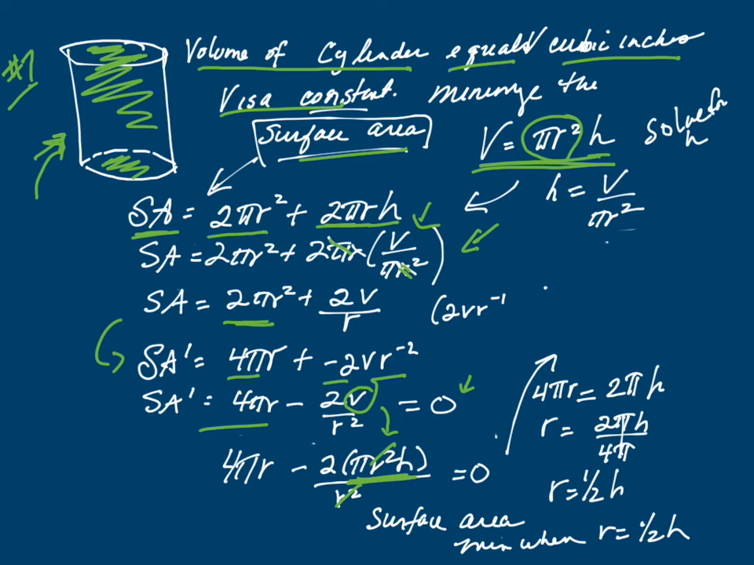So r is equal, you could have solved for h either way. Just when you talk about the answer, you would be talking in terms of height instead of radius. R equals 2 pi h over 4 pi, cross the pi's out. That becomes a 2 and a 1, so we get r is 1/2 h. So the surface area minimizes when the radius is half the height. So that's what they wanted to know. So that was number 7.